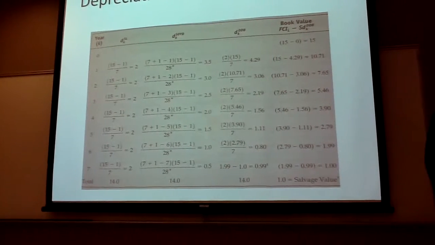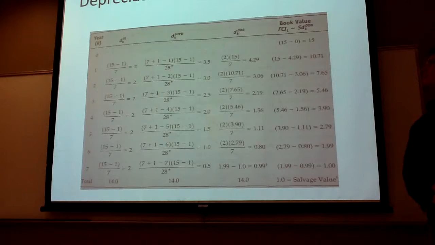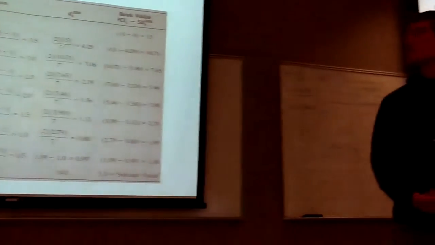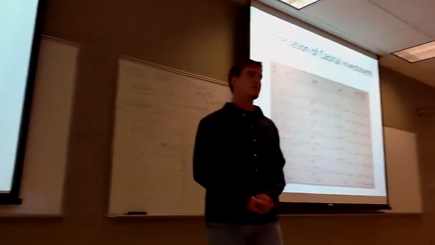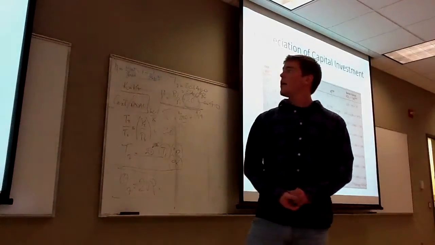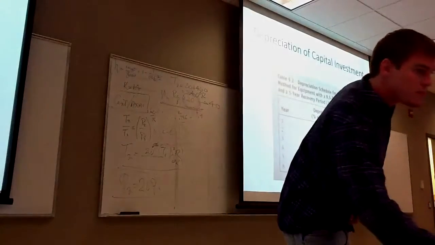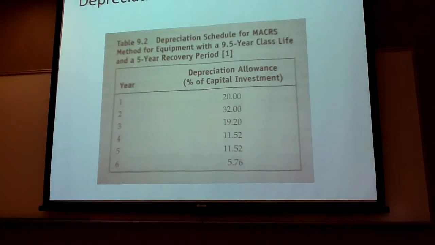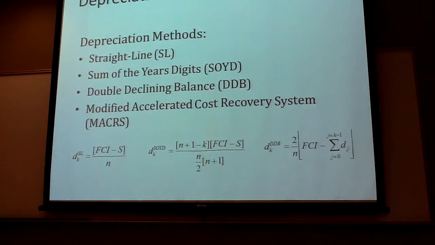Typically, the IRS respects the straight line and the double declining balance methods these days. Sum of years digits has been used, but is generally not used anymore. Nowadays, what is typically used is the MACRS method, which is, I don't think I have it, the Modified Accelerated Cost Recovery System.